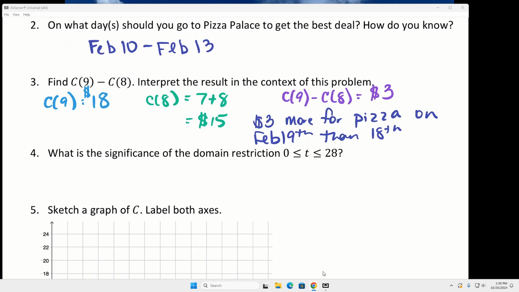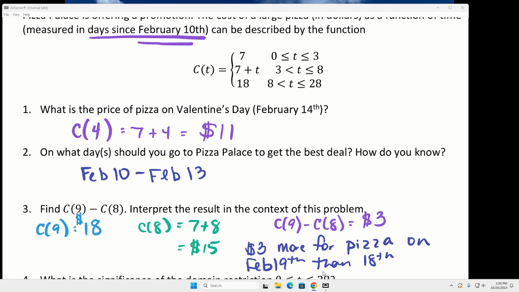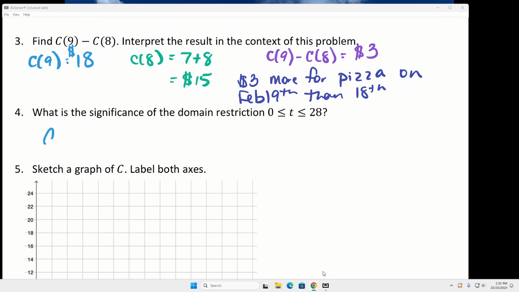And then for number 4, what is the significance of the domain restriction? So this function is only for t-values from 0 to 28. So after 28 days, the sale is over.